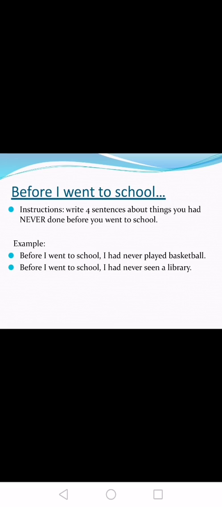First example is before I went to school. Now we are talking about a specific time in the past. Before I went to school, I had never played basketball. Did he play basketball before going to school? No. He is saying before I went to school, I had never played basketball. Before I went to school, I had never seen a library. So now this is your turn. You need to create your 4 sentences on your own.